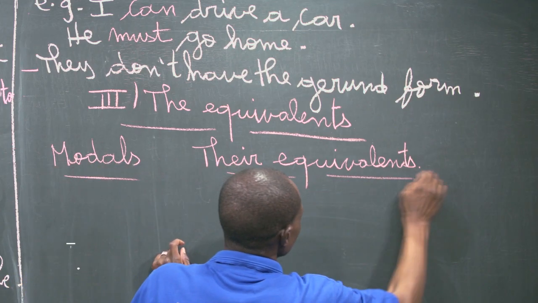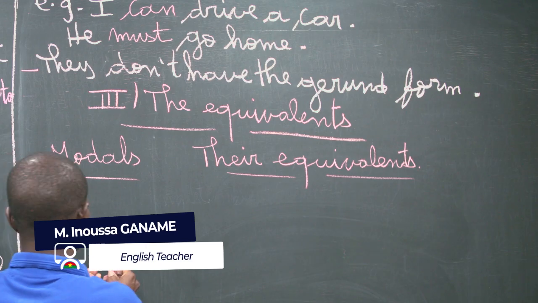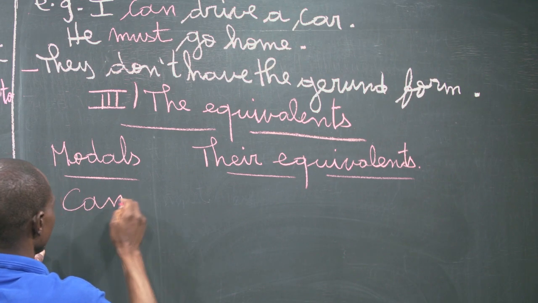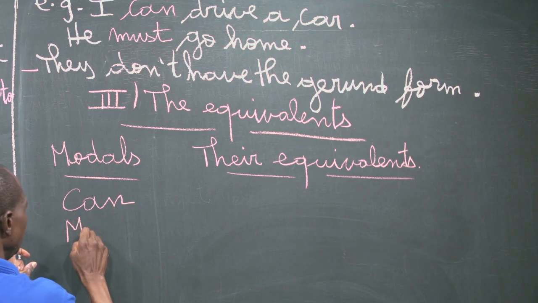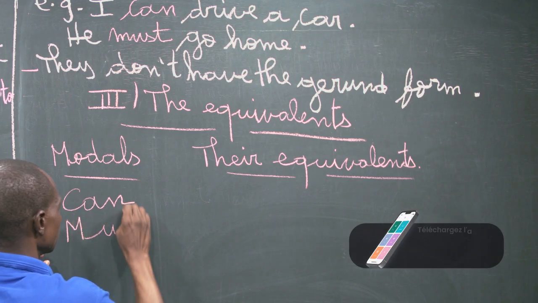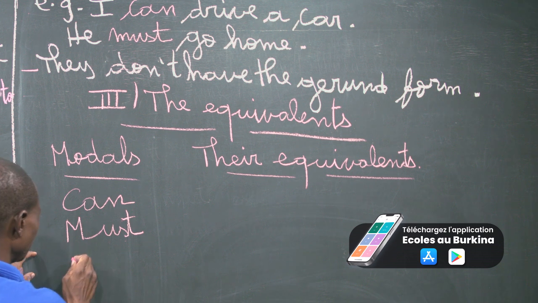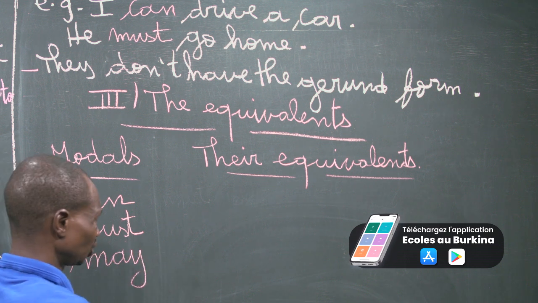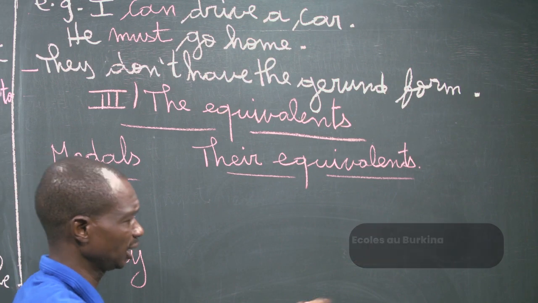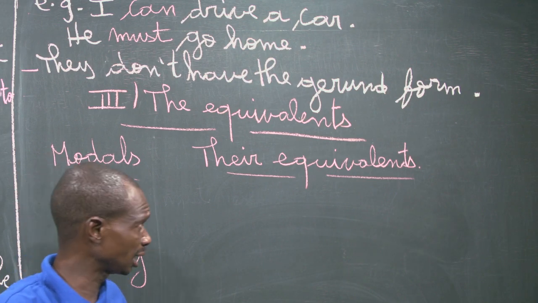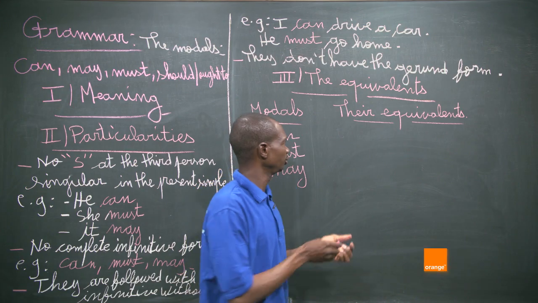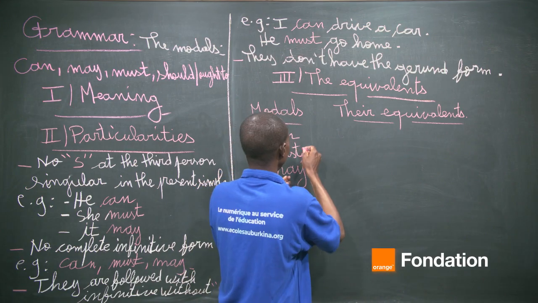Then modals and the equivalents. First modals we have can, and the second one we have must. The third one we are going to use may, then should and ought to. Well, they don't have equivalents like this. Should, the equivalent is ought to. They are synonyms.